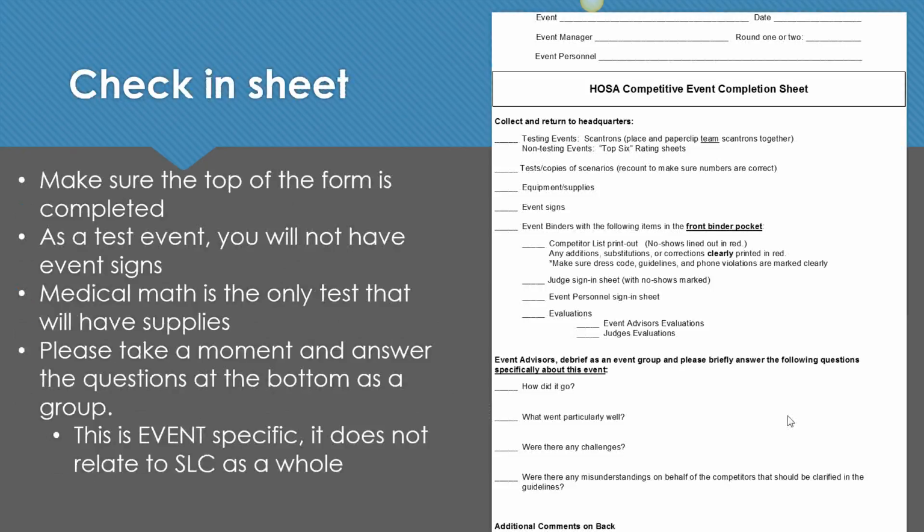Your check-in sheet looks like this. Make sure that the top part of the sheet is filled in because we are taking these out and separating them up for me to deal with later. When you start looking down at the collect and return to headquarters column, the only one that will have equipment and supplies is medical math. And because you're test only, you won't have any event signs. You won't have to worry about that part. But please fill out the bottom.